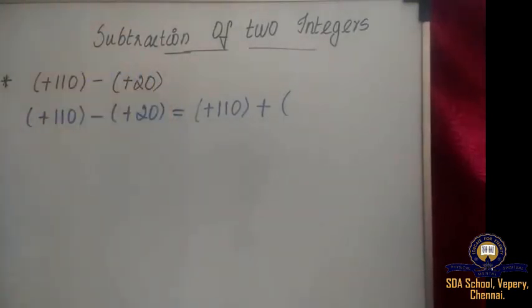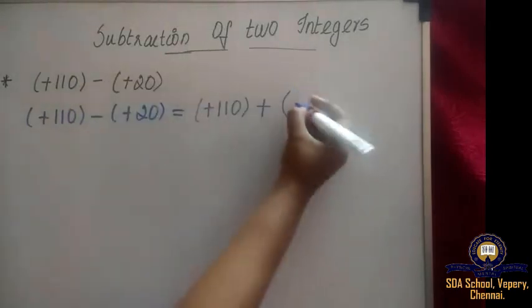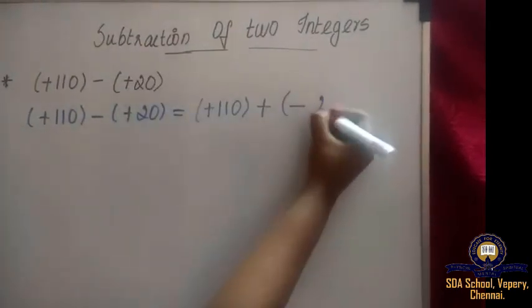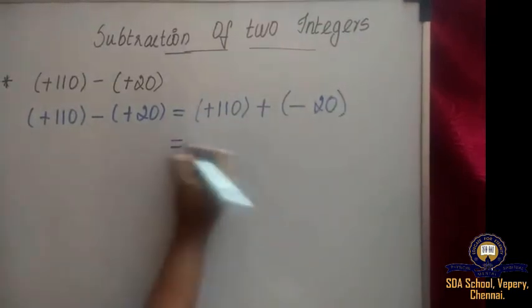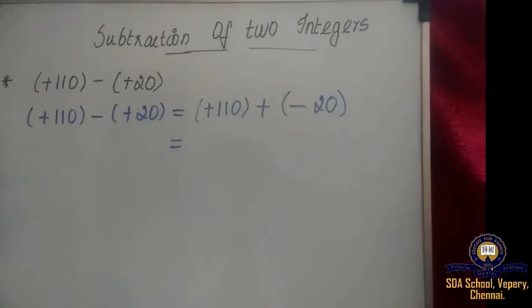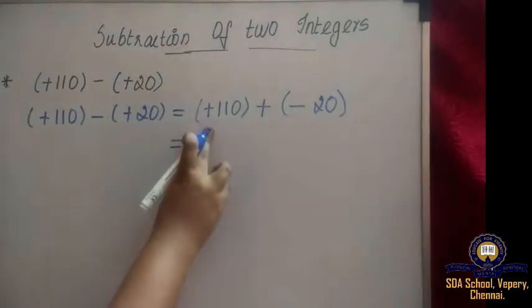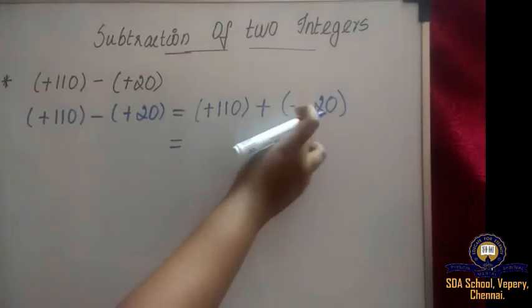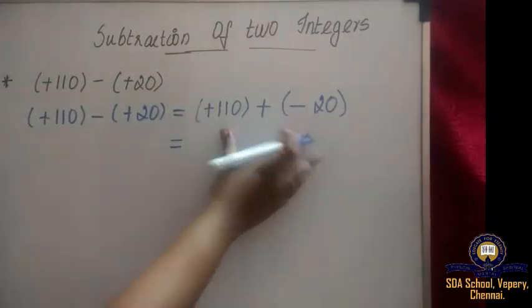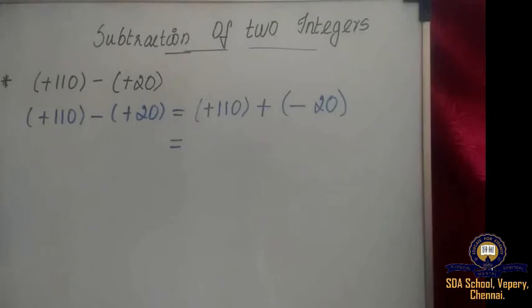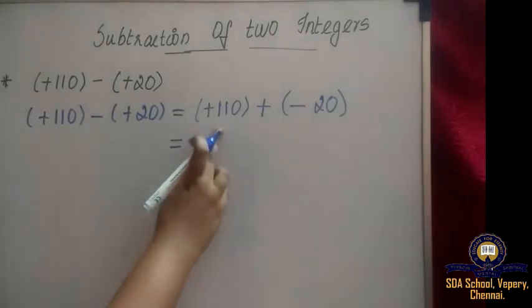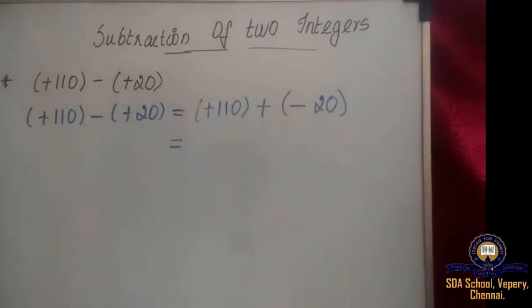So what will be the opposite sign of plus? It is minus and then 20. Then you have to do as you do for addition of two integers. So you have plus 110 plus of minus 20. Both the integers have different signs. So for that you have to first find the absolute value. So the absolute value of plus 110 is 110 and the absolute value of minus 20 will be 20, and then you have to subtract the smaller absolute value from the greater absolute value.